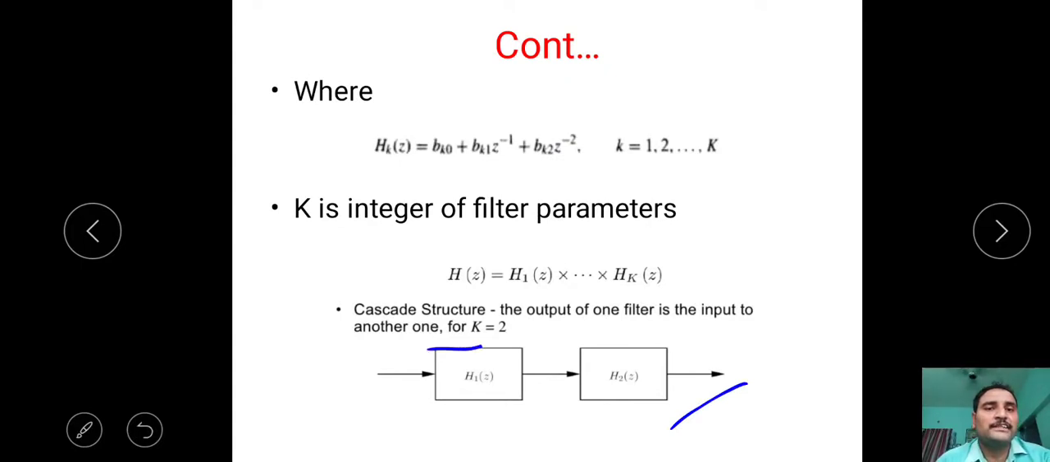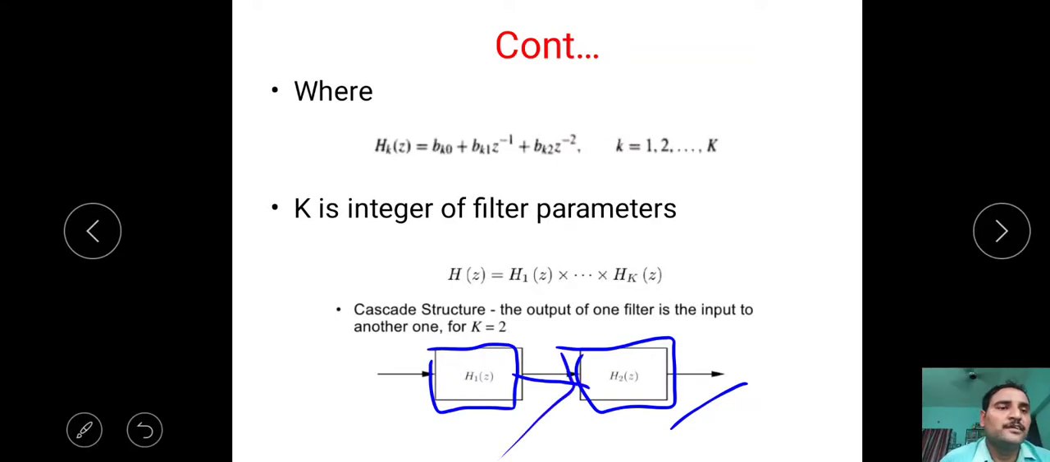First we have to realize H1(z) by using direct form realization. Next we have to realize H2(z) by using direct form realization. Then we have to connect those two in cascade. First, that means we give x(n) to H1. H1 output is given to H2. H2 output is taken as y(n). If we connect in series, we get cascade form realization. Like this, we can realize up to order 10 or order infinity.